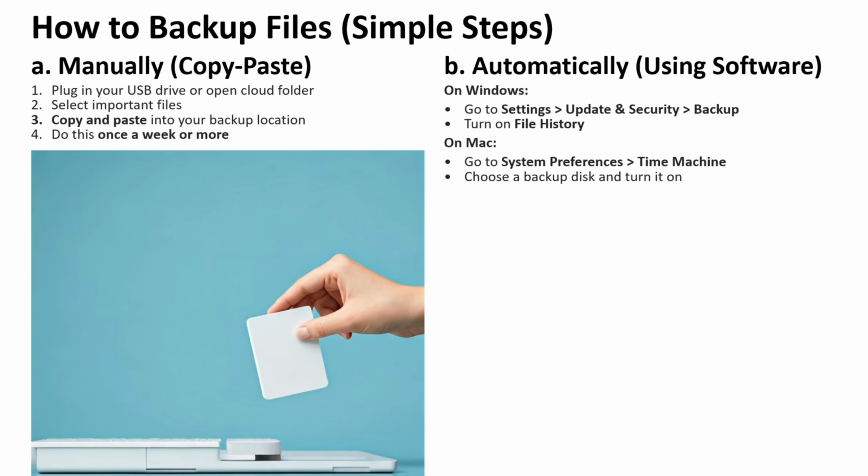Now we will see how to back up files. You can do it in two ways, manually or automatically. Manually means copy and paste: plug in your USB drive or open the cloud folder, select the important files, and copy and paste them into your backup location. Do this once a week or more. The second option is automatically using software. On Windows, you have to turn on File History. On Mac, using the Time Machine option, you can choose a backup disk and turn it on.